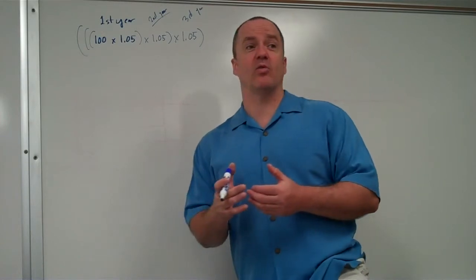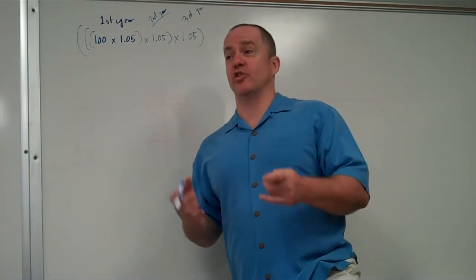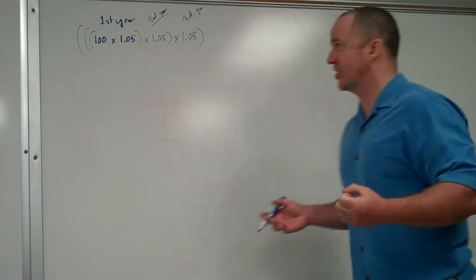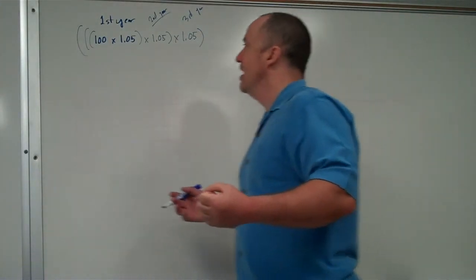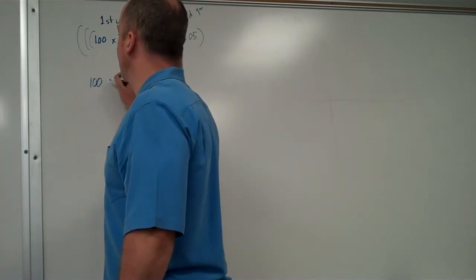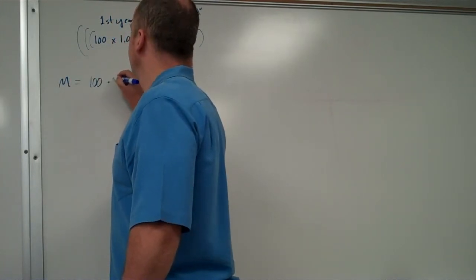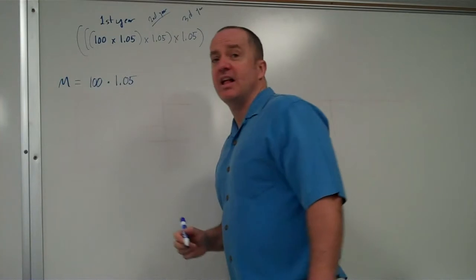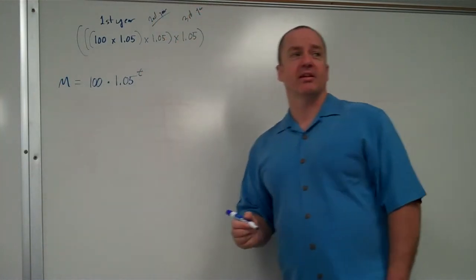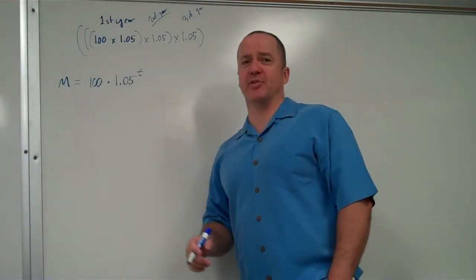Now this is a very simple example. This is obviously a bank account where the interest rate is a very simple number like 5%, and you're not adding any more money or taking any more money out. Plus there's no compound interest, which we'll start talking about tomorrow or Friday, not sure which. So we're taking your $100, your amount of money, M, equals 100 times 1.05, and you're multiplying it by 1.05 each year.